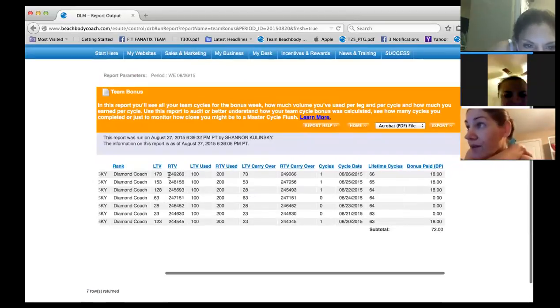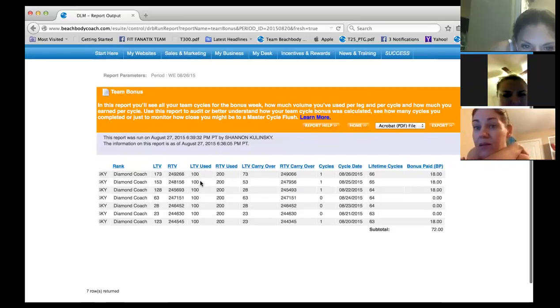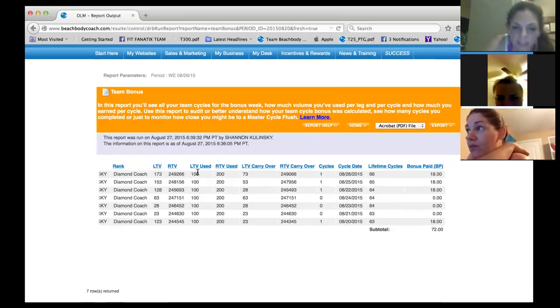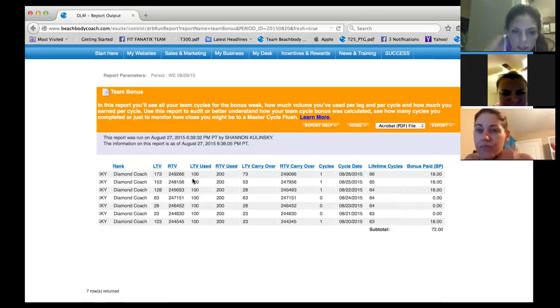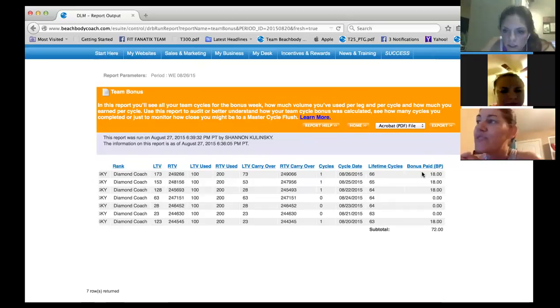So LTV and RTV and LTV used. So my left leg is my weak leg. So here out of the 173, it's using 100, and then my carryover volume is 73. Oh, okay, I see. Now I get it. I didn't get it either, but now that I'm looking at it, I figured it out. So I was looking at the wrong number.